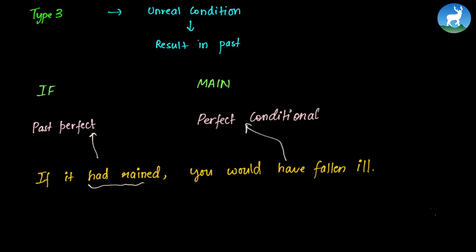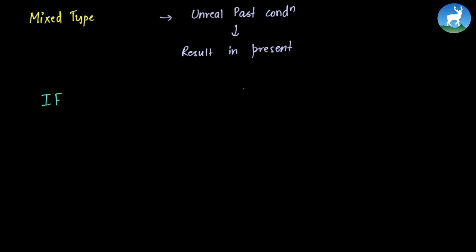And finally, we have mixed type conditional sentences. Here we use this conditional type when we talk about an unreal past condition and its possible results in the present. So we again have the if and main clause. For the if clause, we use past perfect tense. And for the main clause, we use present conditional form.